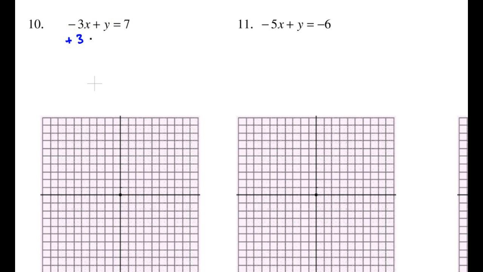Okay, so we can add 3x to both sides here. Since this is negative, I added. First one it was positive, so I subtracted, so you're always doing the opposite. We got 3x plus 7, which of course is the same as 3 over 1x. So we're going to start at positive 7 on the y-axis: 1, 2, 3, 4, 5, 6, 7. And then move up 3, right 1. So up 3, right 1.